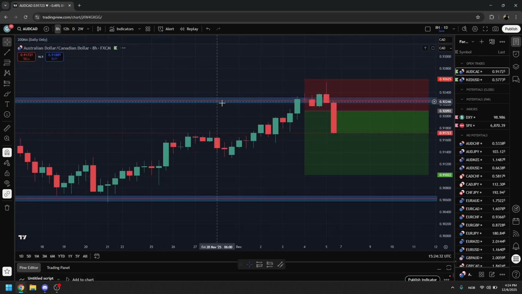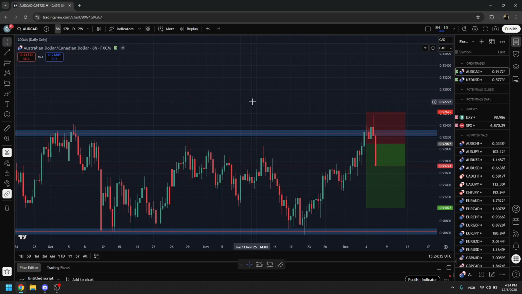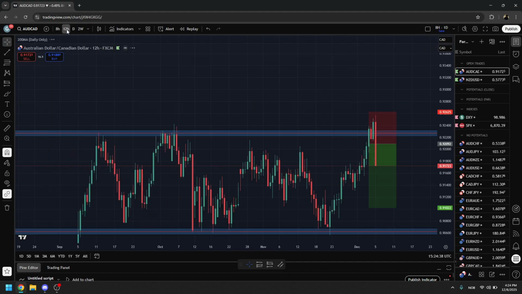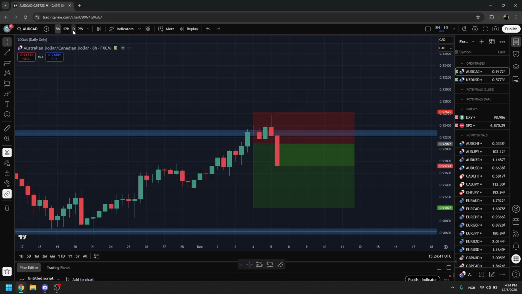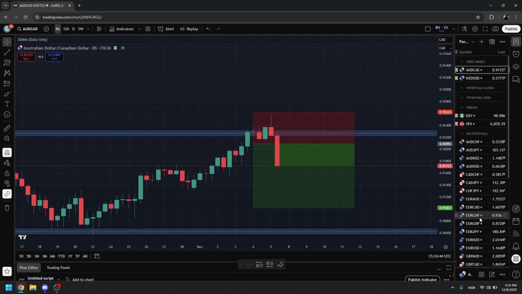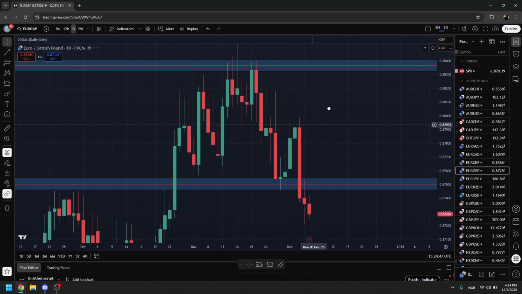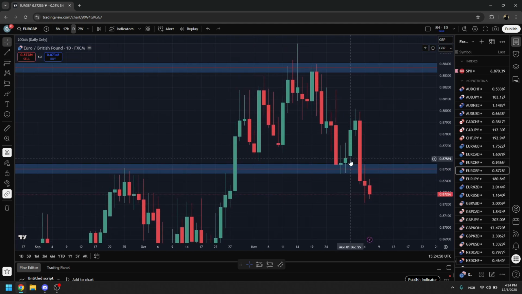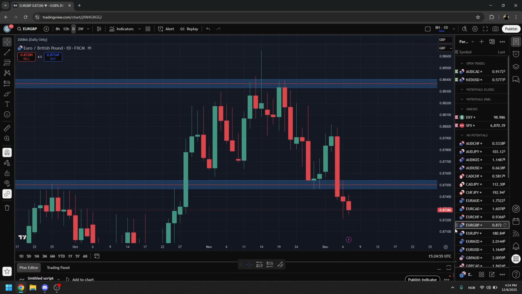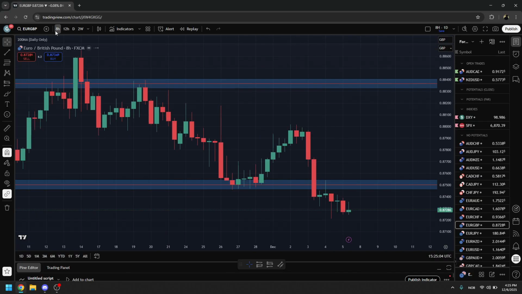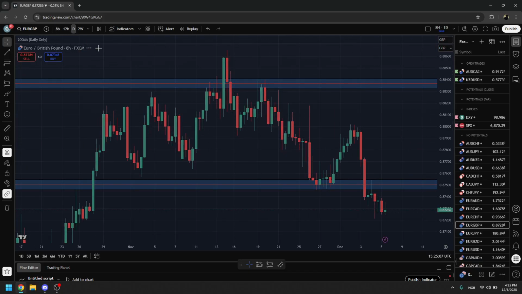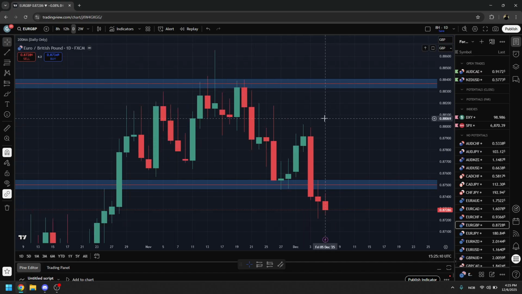Did you enter this one? No, I don't think so. Fortunately. I wasn't in it. I entered the Euro GBP. Yeah, this one. This was a good trade though. Even if you lost, it was a good trade. There was nothing wrong with it. I think I was in this one too, wasn't I? I believe so. But I think I entered on a lower time frame. Or no, I did get stopped out. It was like break even, I think.